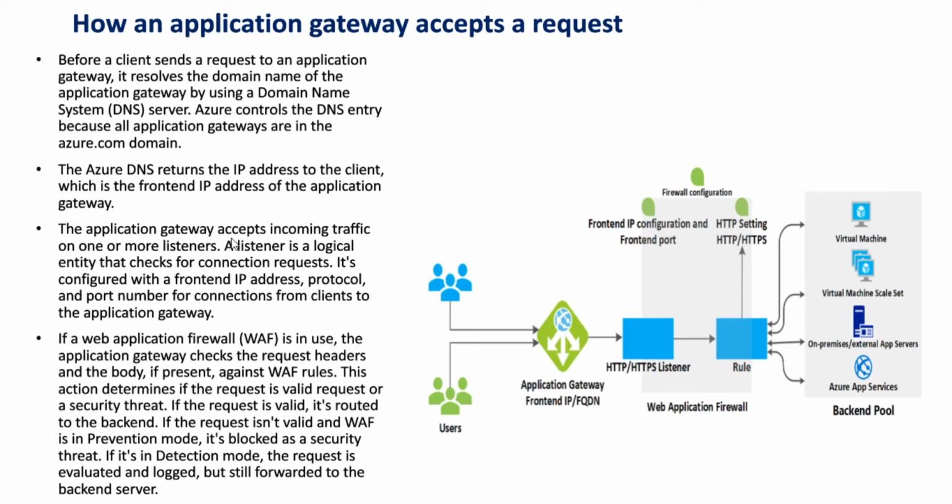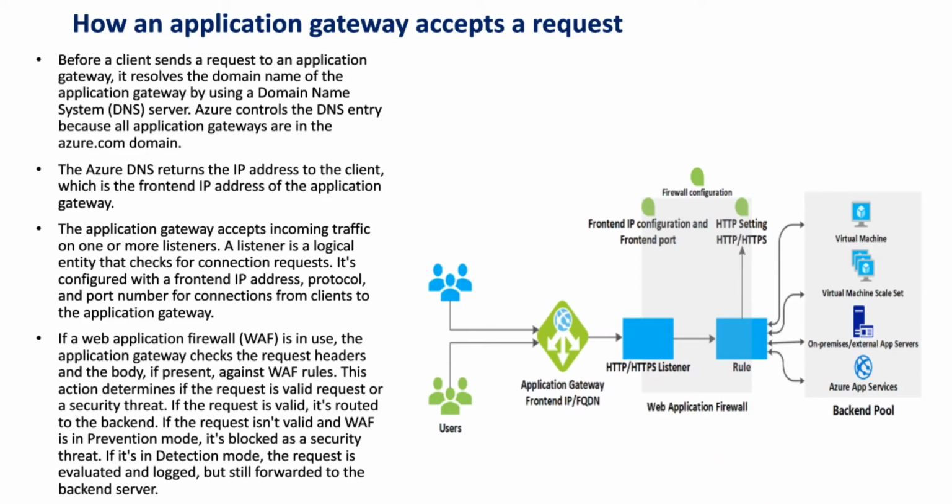Then the application gateway accepts incoming traffic on one or more listeners. This is a listener which we are going to configure. We will see it in a demo when we create an application gateway load balancer. A listener is a logical entity that checks for connection requests. It is configured with the front end IP address, protocol and port number for connections from the client to the application gateway. In the listener we configure how our traffic is going to route to the particular set of pools.